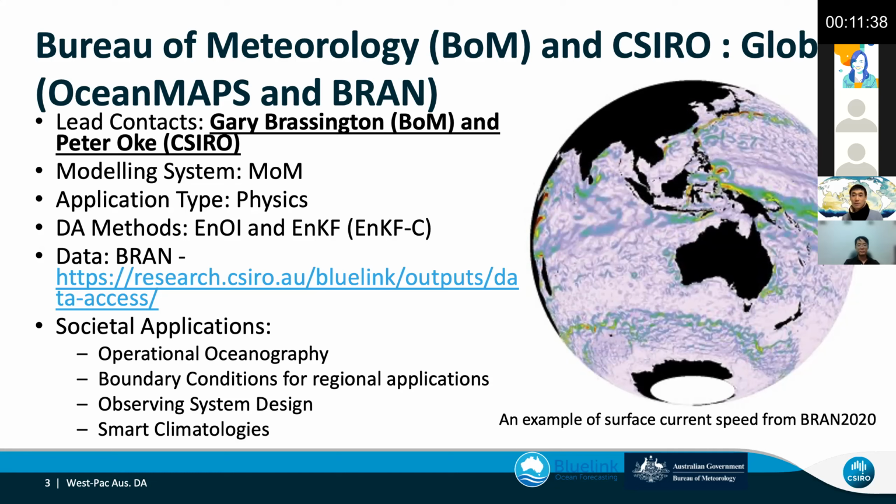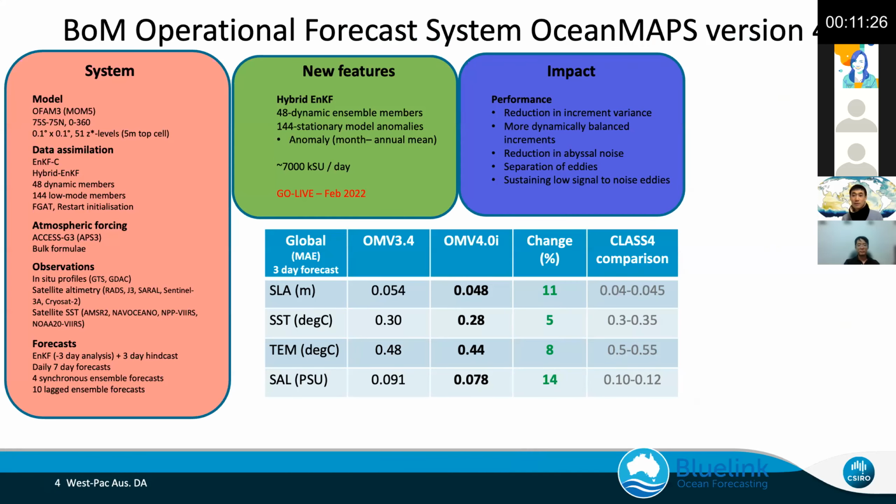There are societal applications there around operational oceanography, but we also use this for observing system design and trying to understand the typical ocean states and smart climatologies. So one of the exciting developments that's occurring as we speak is an upgrade to the operational service. So OceanMAPS 4 is going live in February 2022. And that system is actually a full EnKF system.